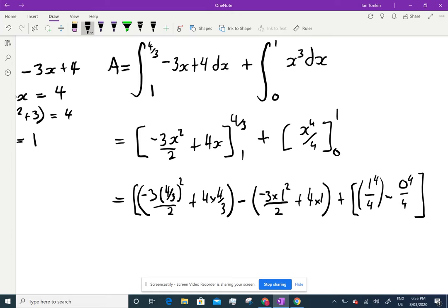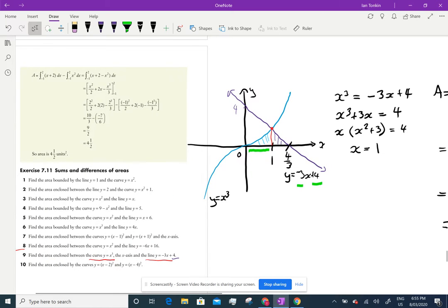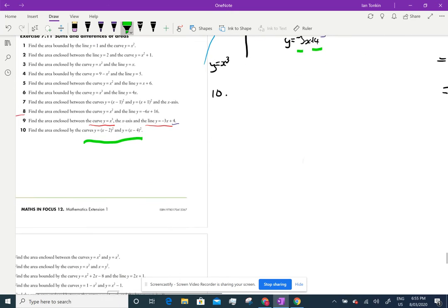And then you grab your calculator and you pump it all in, and you get, what's that, 5/12 of a unit squared. So that was a sum, all right? And that was question 9. So let's now have a look at 10. So here we go again. Find the area enclosed by these two curves.